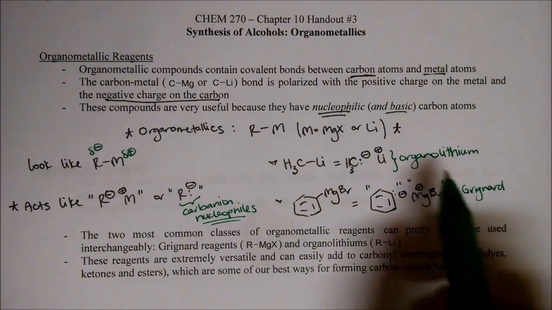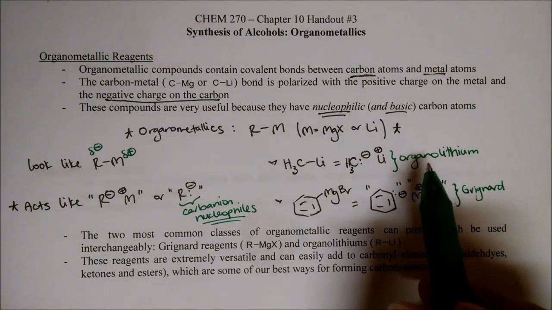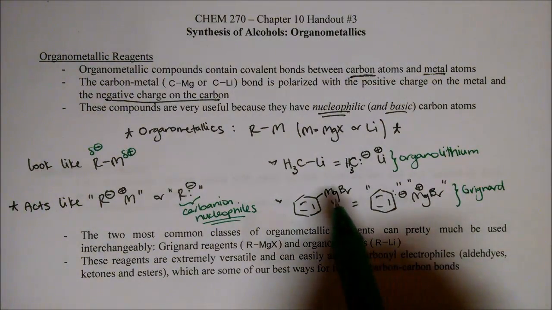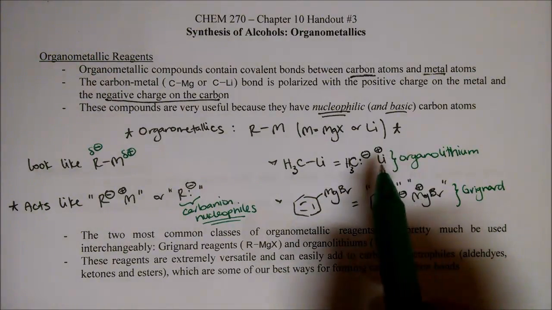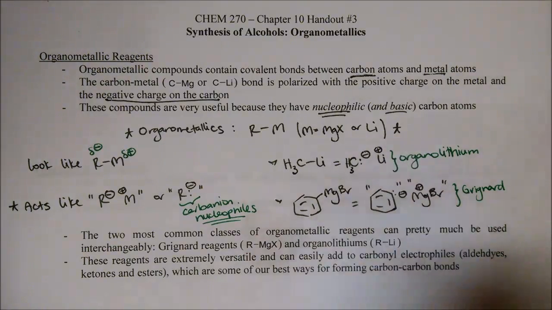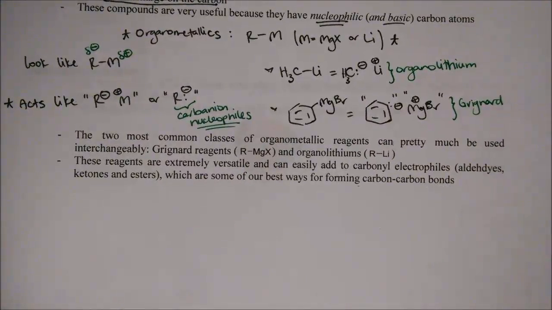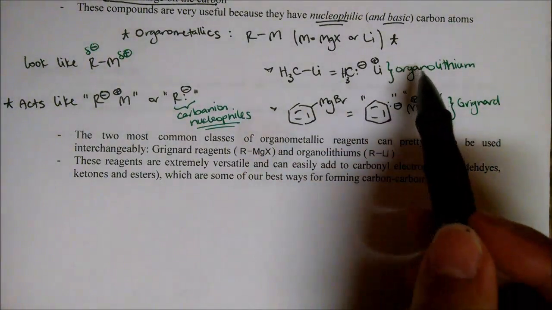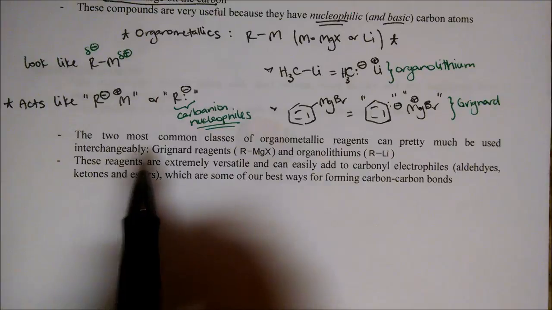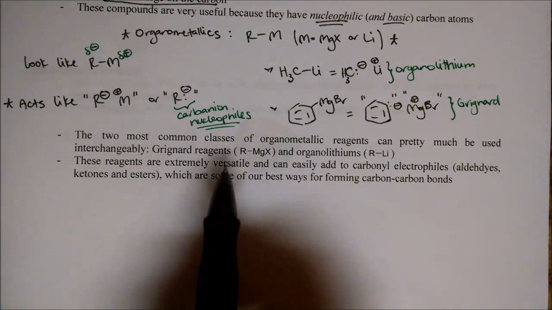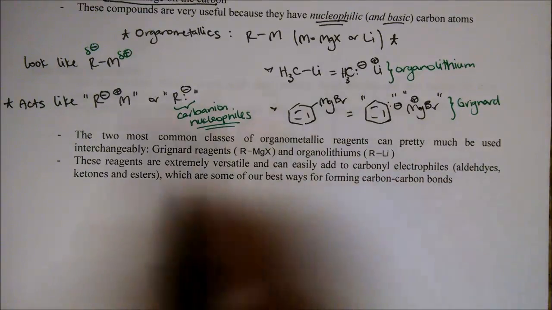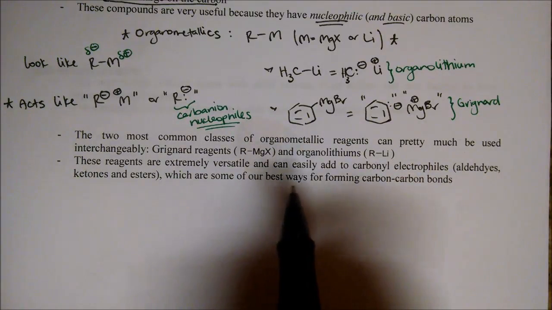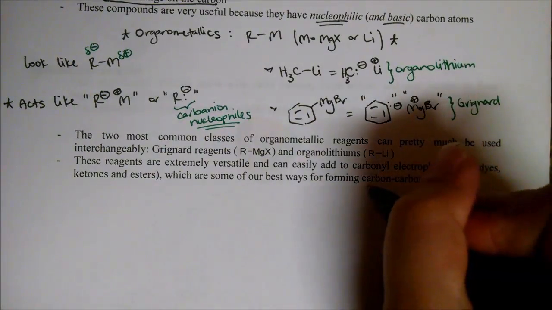Obviously named after an actual chemist. This one, they didn't get named after the chemist. They just called it organolithium. Whenever we use the magnesium, it's called the Grignard. And the magnesium always has a halide with it. Or you can just use the simple lithium, and it's an organolithium. The two most common classes of organometallic reagents, the organolithiums or the Grignards, can pretty much be used interchangeably. These reagents are extremely versatile and can easily add to carbonyl electrophiles, such as aldehydes, ketones, and esters, which are some of our best ways for forming carbon-carbon bonds.